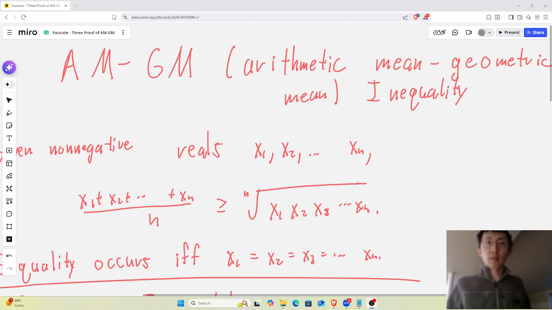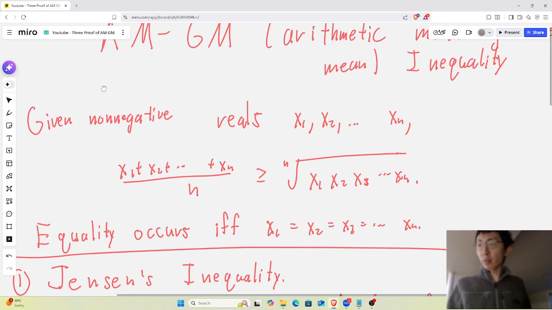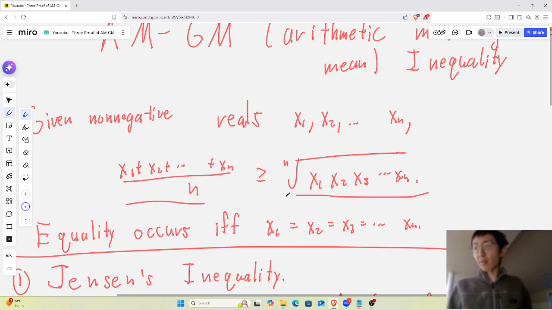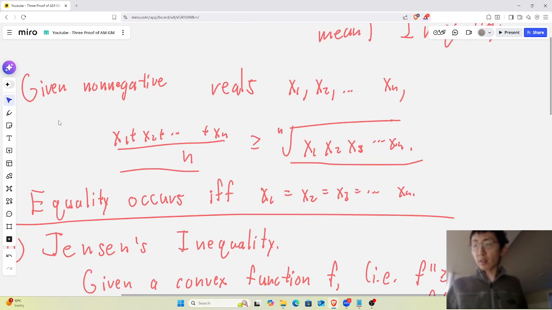Hello, this is going to be the first of 3 videos on proofs of AMGM. So AMGM, or the arithmetic mean geometric mean inequality, says that given non-negative real numbers x1 through xn, their arithmetic mean is greater than or equal to their geometric mean. So the average is bigger than the nth root of their product. Equality occurs if and only if all the variables are equal.